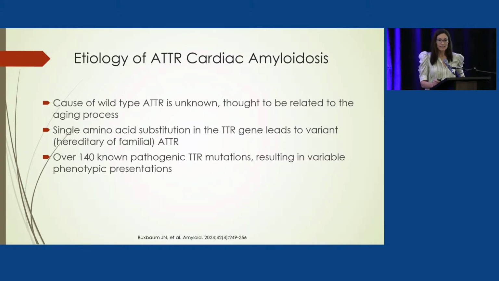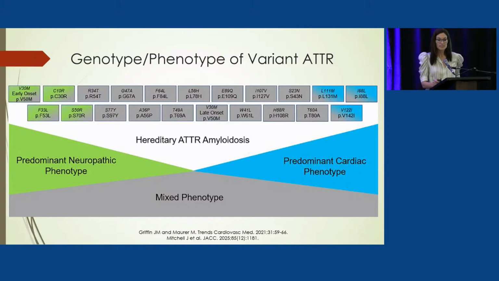So the etiology of ATTR, the cause of wild type is unknown. It's thought to be related to the aging process. A single amino acid substitution in the TTR gene leads to variant, also called hereditary or familial ATTR. And there are over 140 known pathogenic TTR mutations, which can result in variable phenotypic presentations. Wild type TTR is the most common cause of cardiac amyloidosis in the United States. And the presentation of variant TTR depends on the actual genotype involved. As you can see here, it can have a predominantly neuropathic phenotype, cardiac phenotype, or it can be a mixed phenotype.